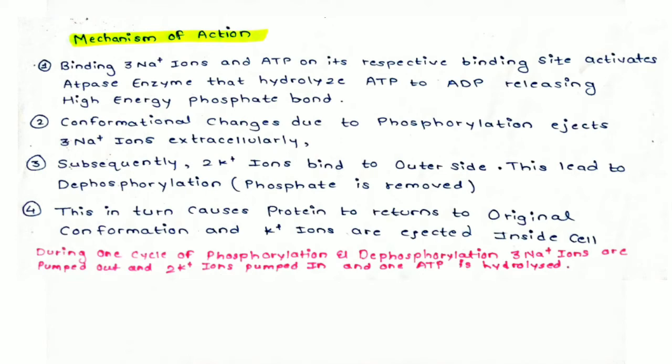So you can conclude that during one cycle of phosphorylation and dephosphorylation, 3 sodium ions are pumped out and 2 potassium ions are pumped in, and only 1 ATP is hydrolyzed.